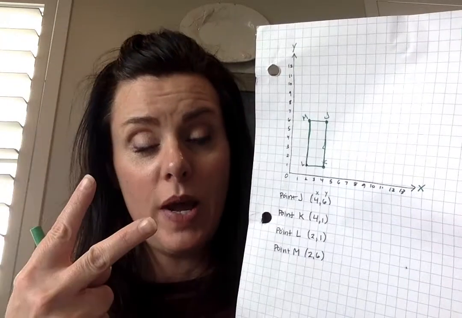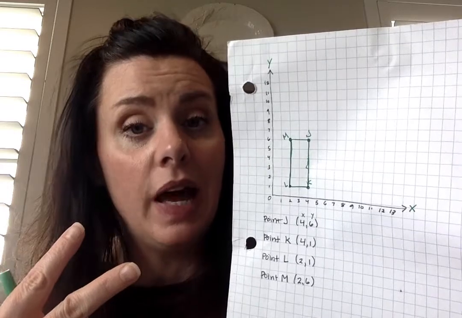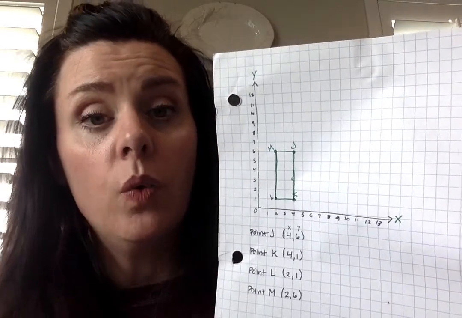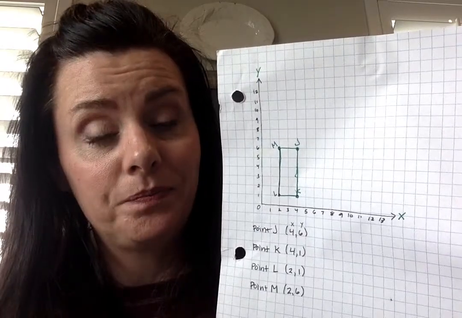Okay, so there's 2 ways to find a length of a line. We can count unit squares or we can subtract. Okay, so let's keep going with that. You guys are doing awesome.